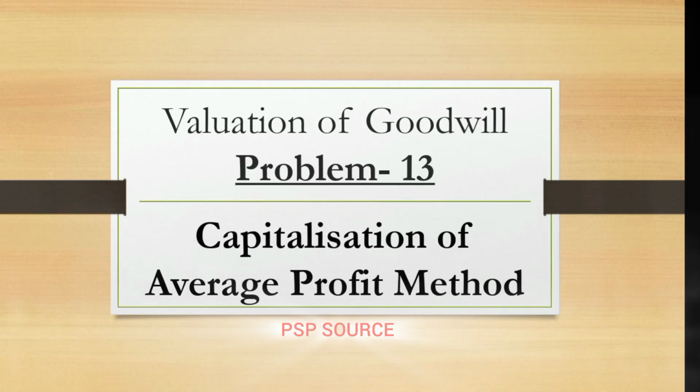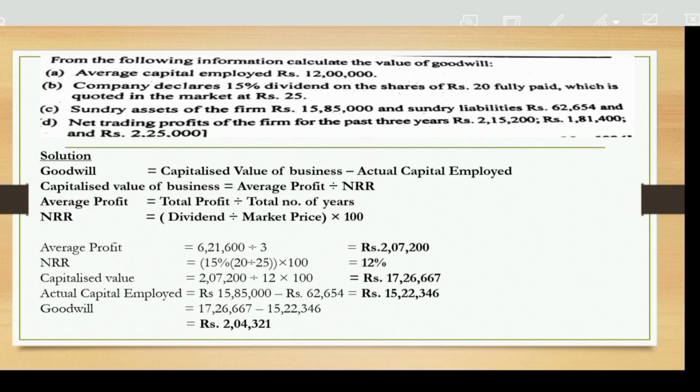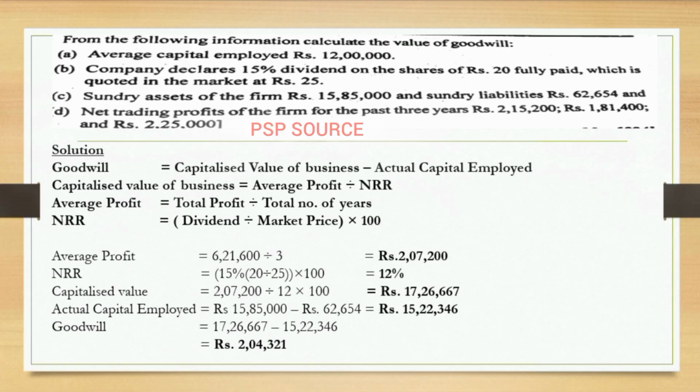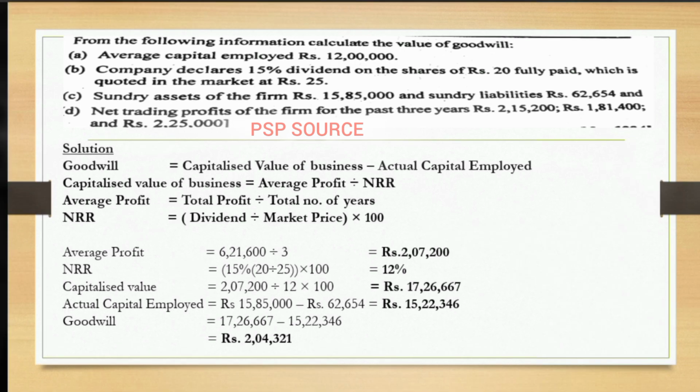Today we are going to calculate goodwill by the capitalization of average profit method. The problem is: from the following information, calculate the value of goodwill. Average capital employed is rupees 12 lakh.